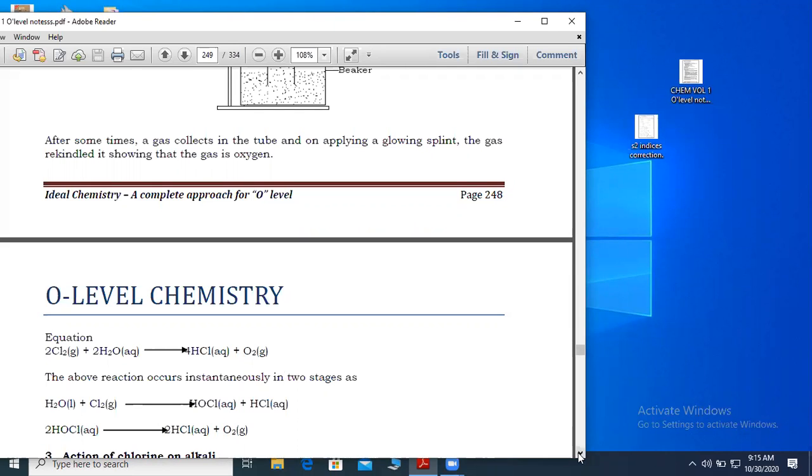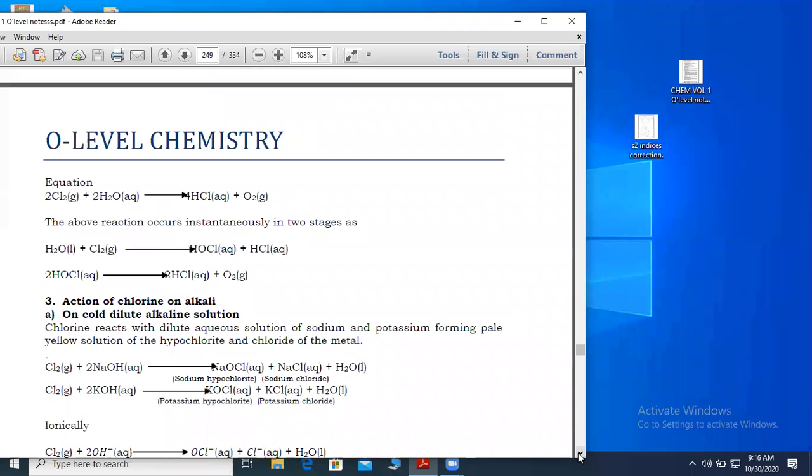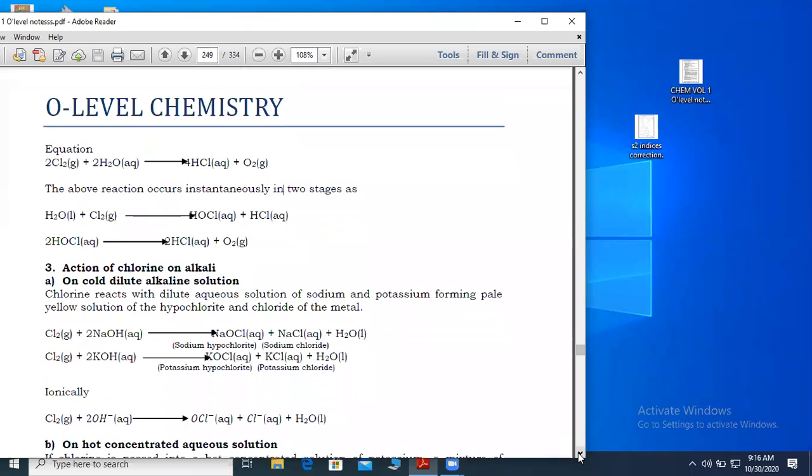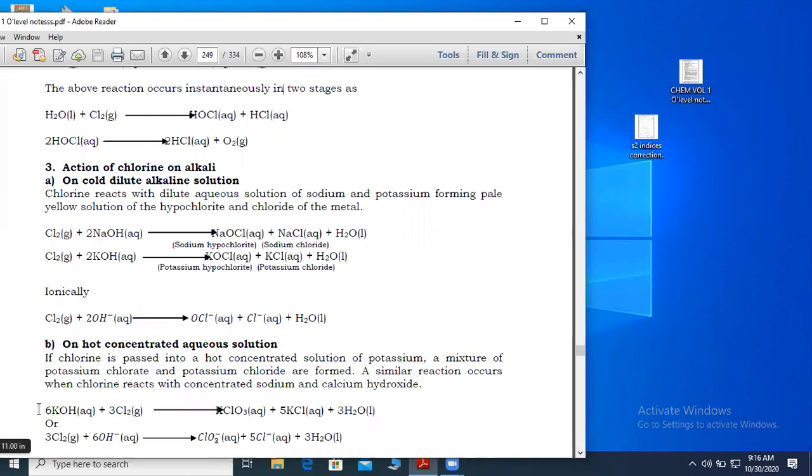Part C was an interesting question which we have always seen. Write an equation to show how chlorine can react with part 1, potassium hydroxide. Many of you passed that. Dilute potassium hydroxide and chlorine. The equation is this one. It forms potassium hypochlorite plus potassium chloride, then plus water. Thank you for passing that one. I was happy.